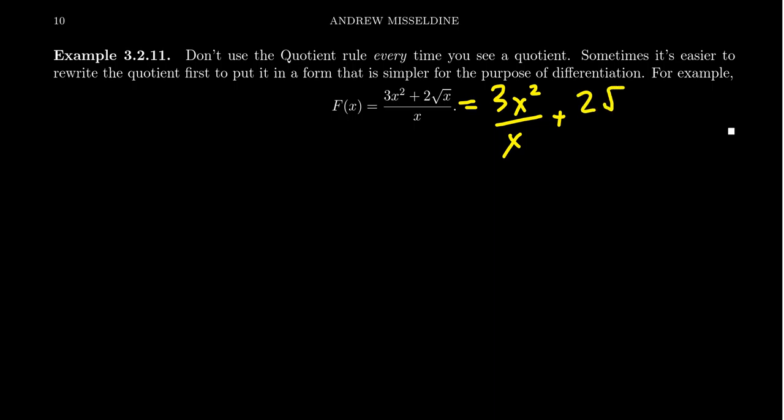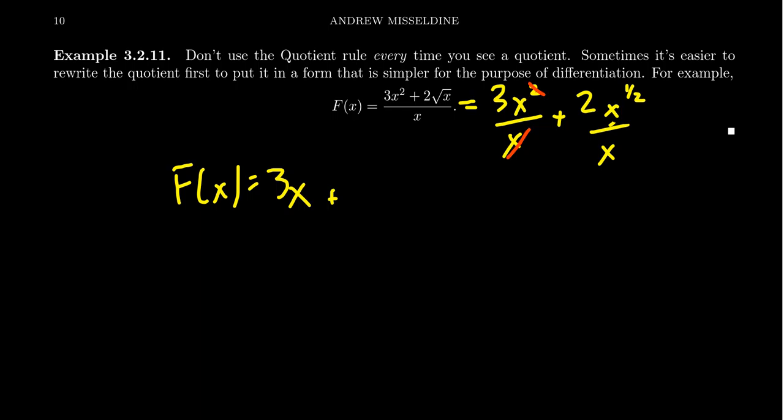But recognizing that the denominator is a monomial, we actually can distribute a monomial denominator. And so this is the same thing as 3x squared over x plus 2 times the square root of x over x. For the first term, you can see that since you have an x on top and bottom, you can cancel. And so the first term would actually become just a 3x.